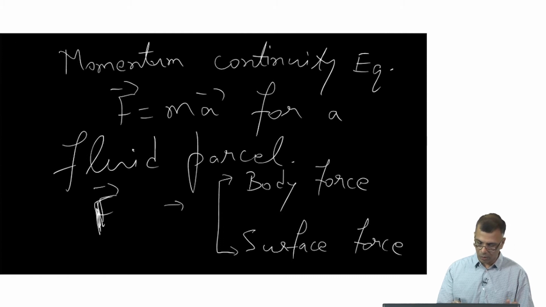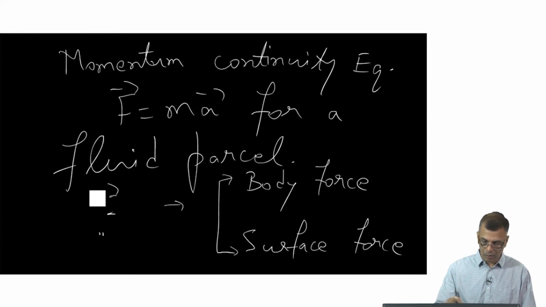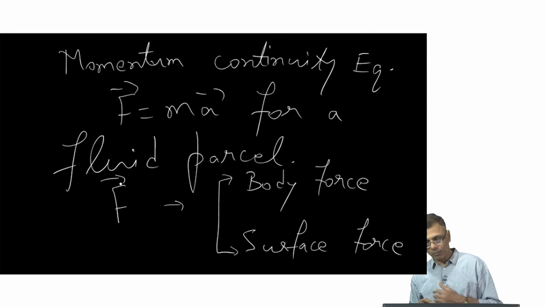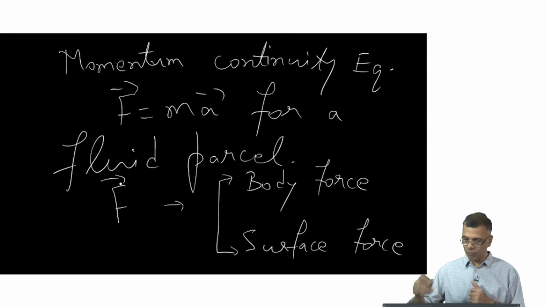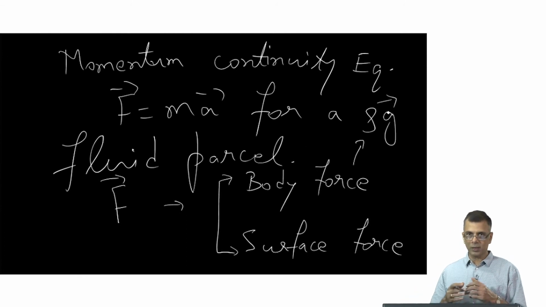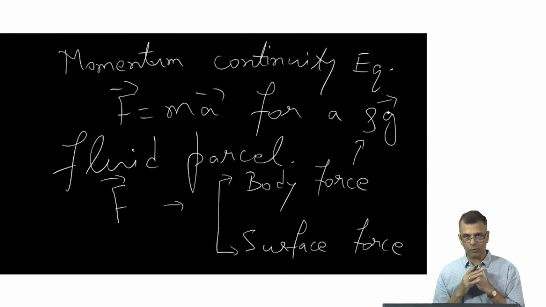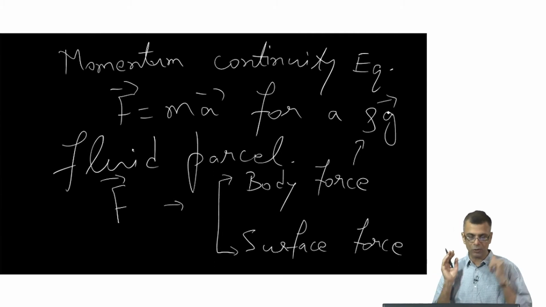So this is F, I beg your pardon. Maybe I should erase this and write it a little more clearly. An example of a body force would be rho g. Why is it called a body force? Because this is a force that acts throughout the body of the fluid, throughout the volume of the fluid. Whereas a surface force is one that acts only on the exposed surfaces.